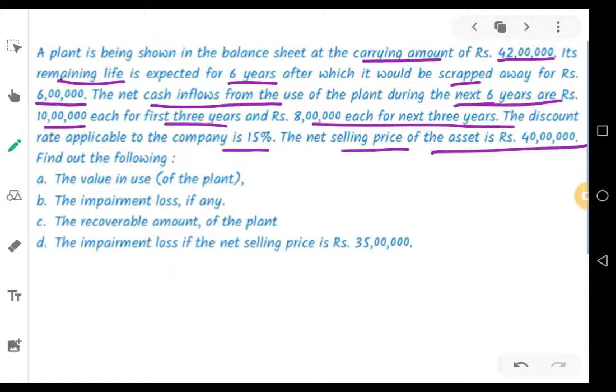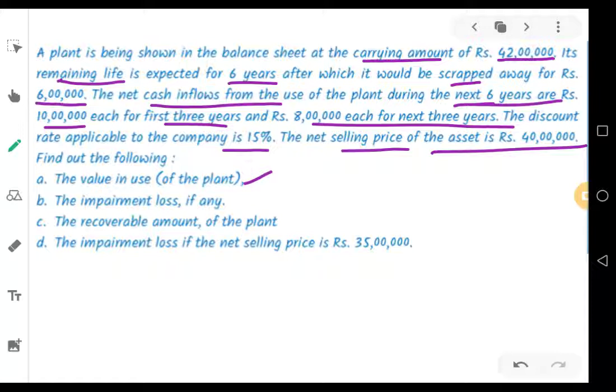With this information, they are asking us to calculate certain things. Question number 1 is value in use. Value in use, it's very simple to calculate. The 6 years cash flows are given. Multiply that with the respective discount factors, then total it, you will get the value in use. That is the first question.